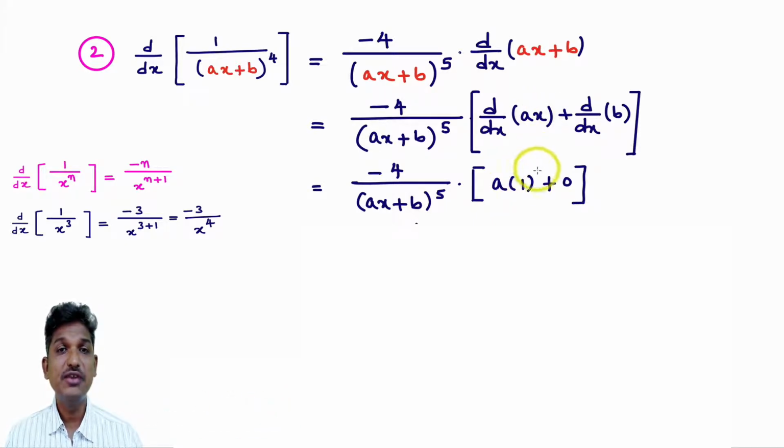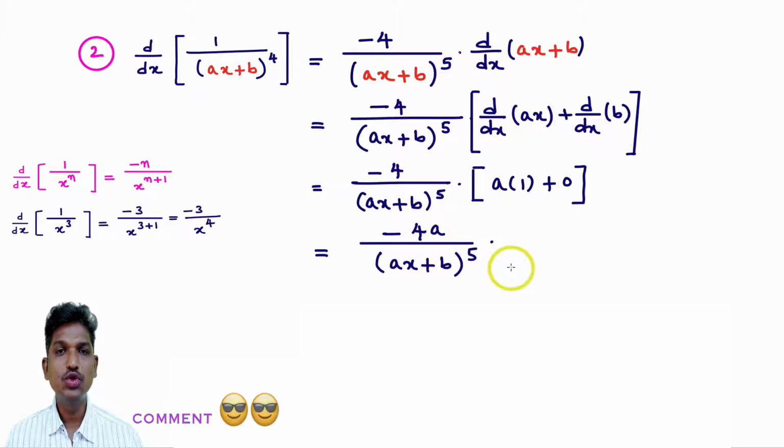See how frequently we are using this formula. Derivative of x is 1 plus, here b is constant. Derivative of constant is 0. So derivative of b is 0. If I simplify this further, in these brackets you will get a. Here minus 4 is there. Minus 4 into a is minus 4a divided by ax plus b whole power 5. I hope you are understanding. Now we'll move to the next question.